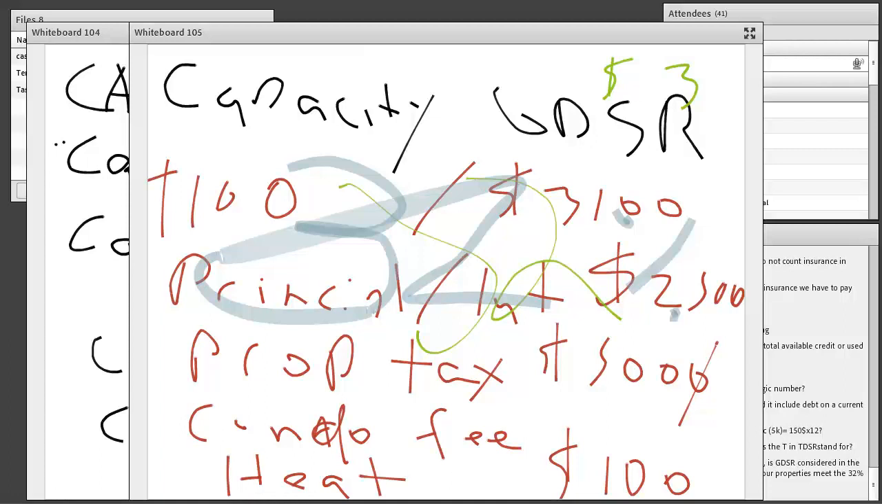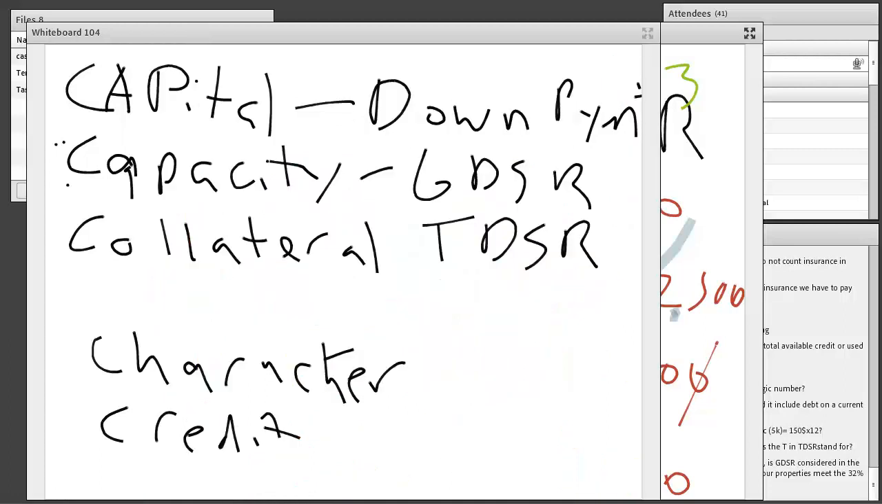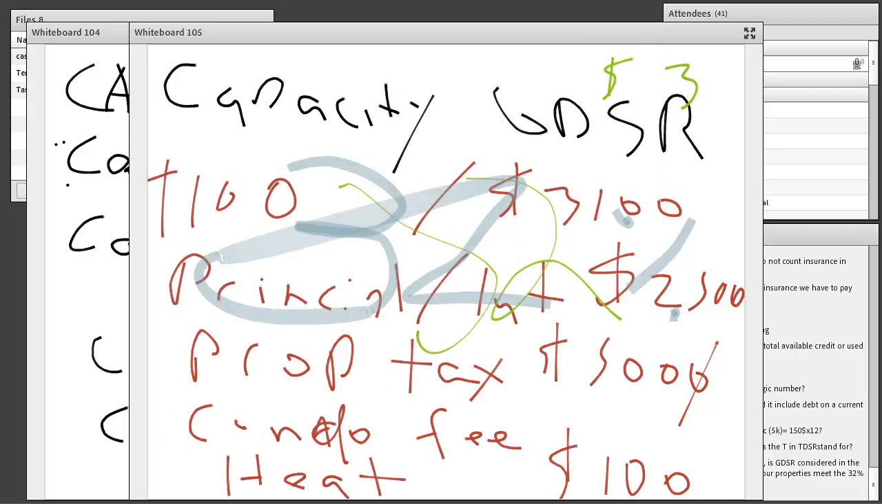So 3,550 is $42,600 a year. Take me to the other screen. It's this one. So 42,600 a year on 100,000 is 42.6%, right? So you're just over by a little bit, right? So in this case, you're at 42.6%.